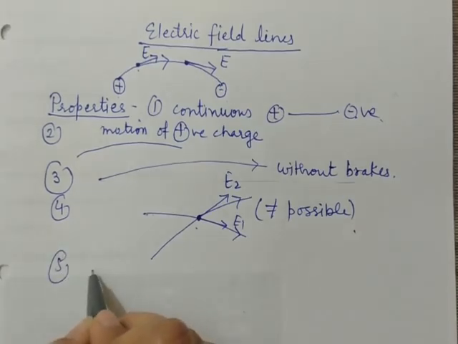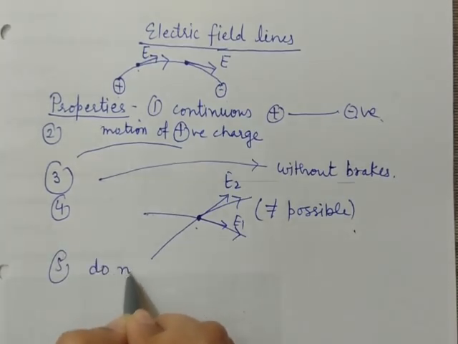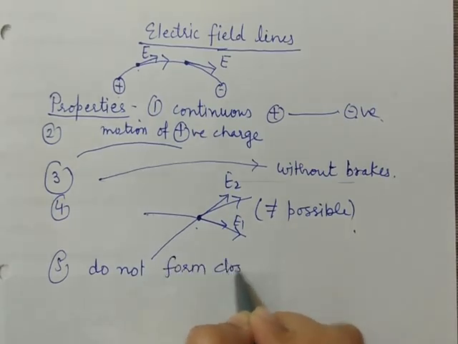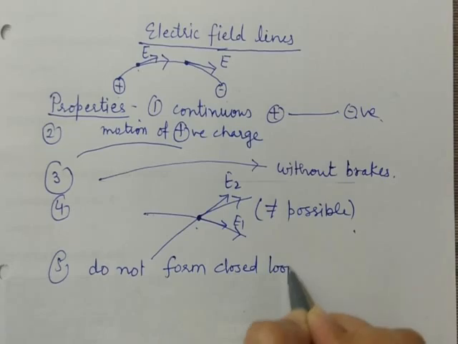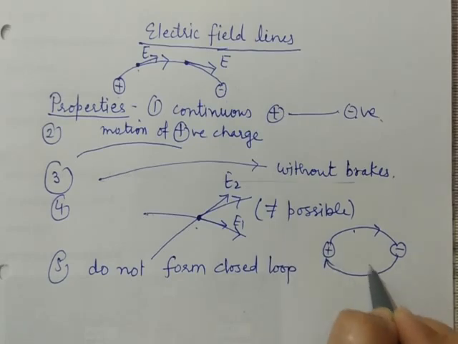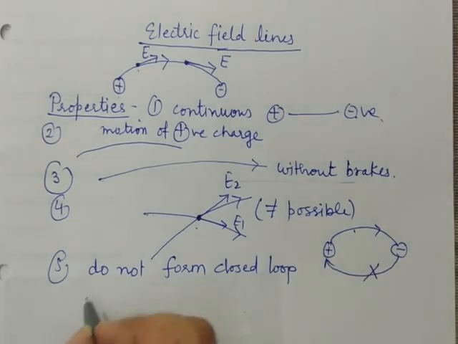Fifth property, electric field lines do not form closed loops, because they go from a positive charge to a negative charge, but they don't come back from negative to positive. This is not possible.